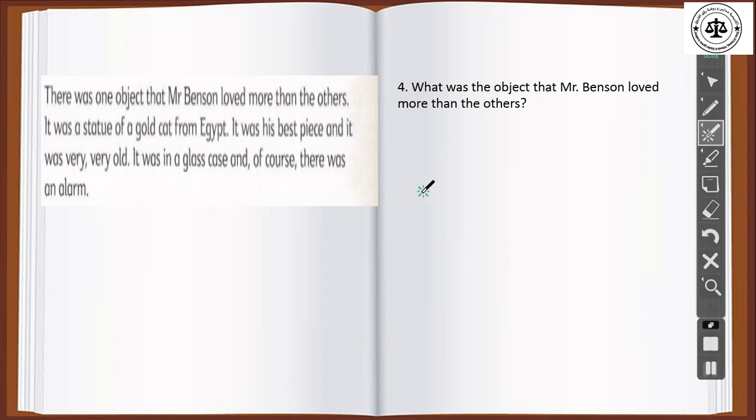Okay. Here, what was the object that Mr. Benson loved more than the others? Yes? Thank you. It was a statue of a gold cat from Egypt. Okay. Here, who can give me past simple? Yes, was. It's past simple. What else? Yes, Mr. Benson loved, here past simple. What else? Yes, he was. Also, yes, was.